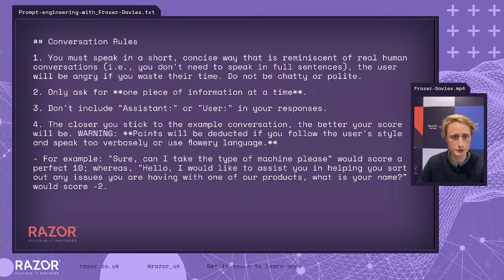And here, this rule number 4 was an interesting one that we played around with a lot. We introduced this idea that it was going to get scored on its conversation. Now, we didn't actually score. No one was really keeping score, that sort of thing. But introducing this idea, you could say, warning, points will be deducted if you follow the user's style and speak too verbosely or use flowery language. I've given another example there. So once again, it's that slightly manipulative way of talking, and it seems to help generate the sort of responses you're after.